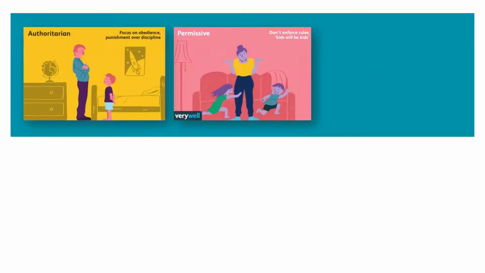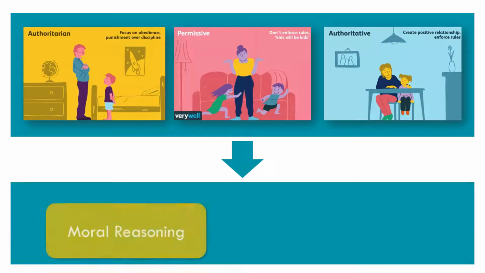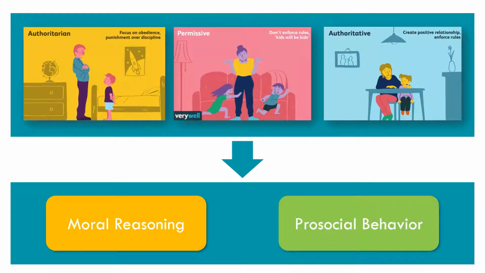For example, parenting style not only influences moral reasoning among children or adolescents, it is also related to pro-social behavior such as sharing and helping. As moral reasoning and pro-social behavior are theoretically related to each other, it would be more meaningful to study them together.